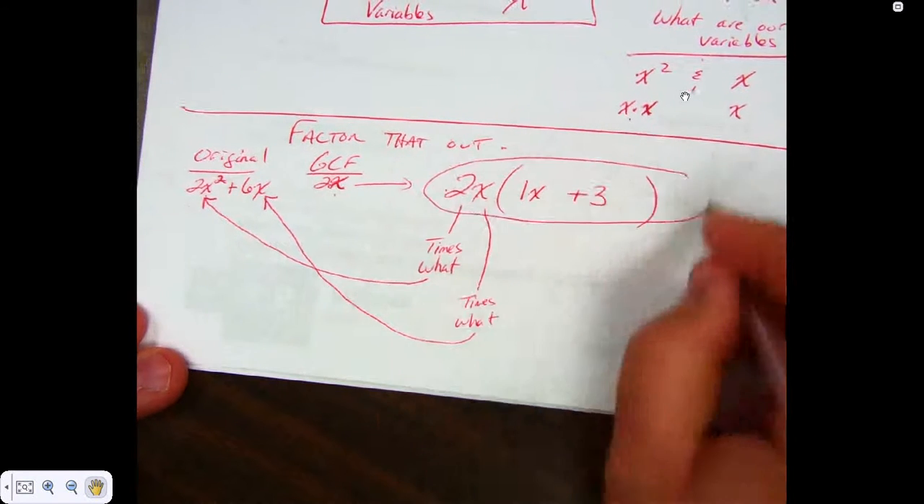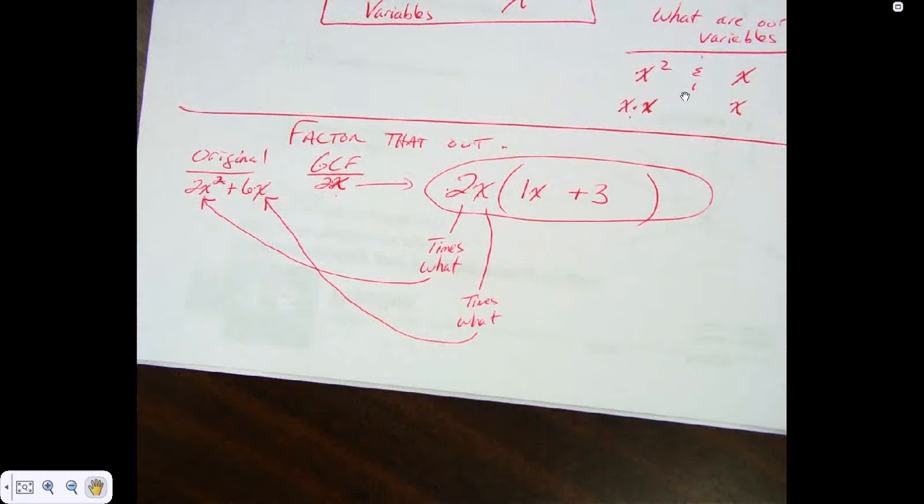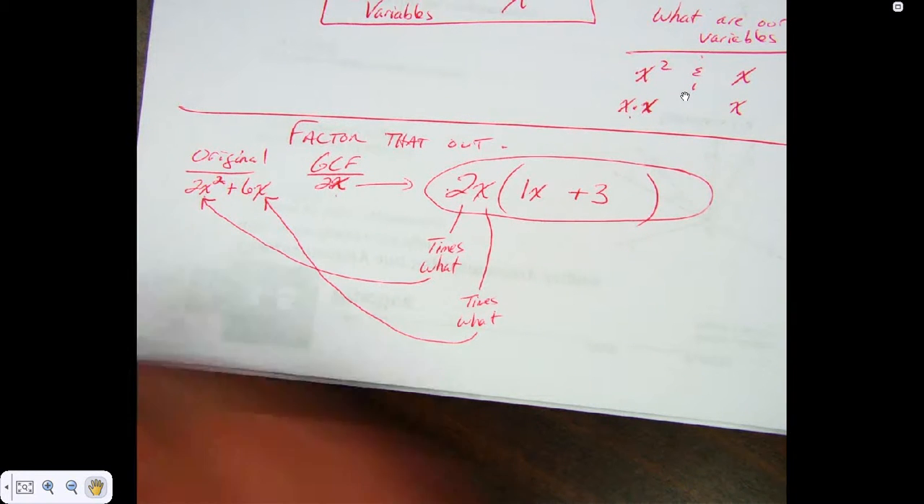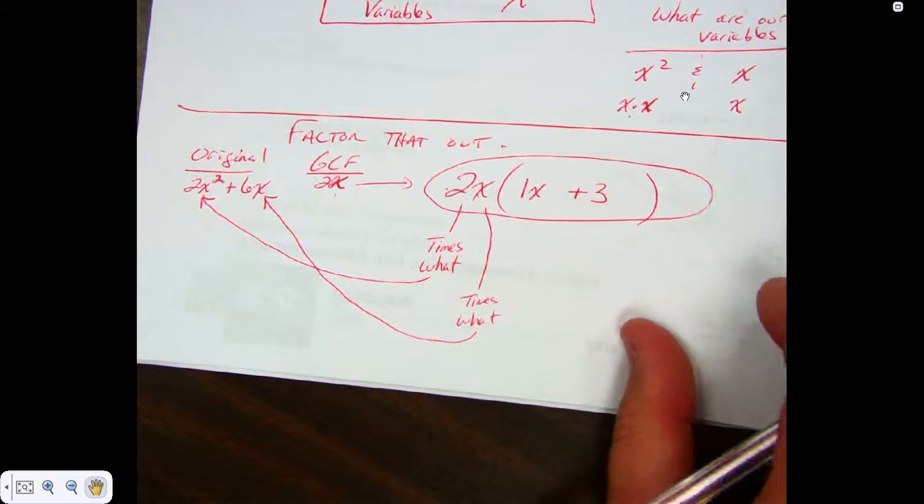You're done. That's factoring out a GCF. That's not so terrible, is it? Okay. I'll send that up there. Now you guys can start writing. Let's do another example of this.